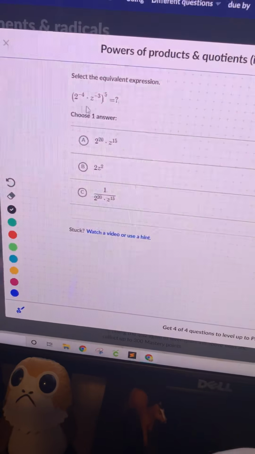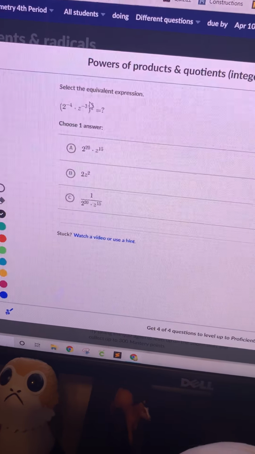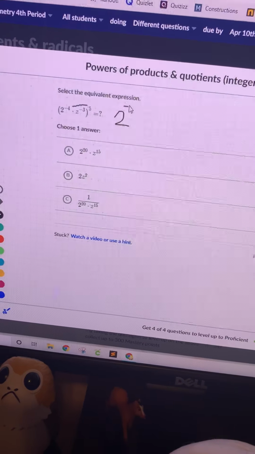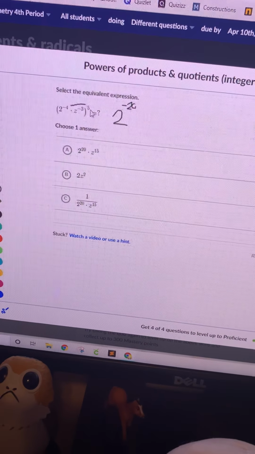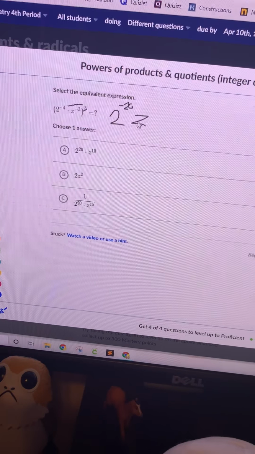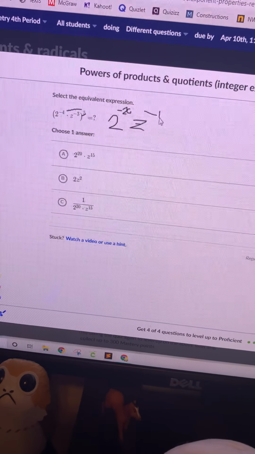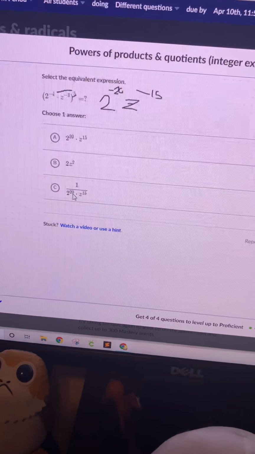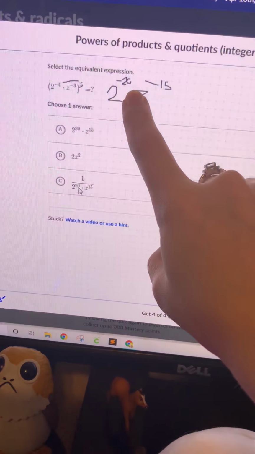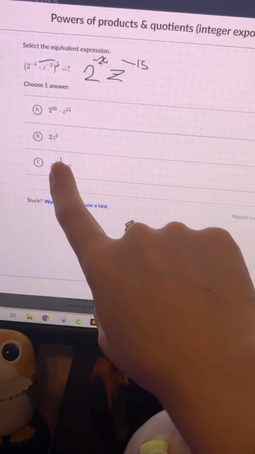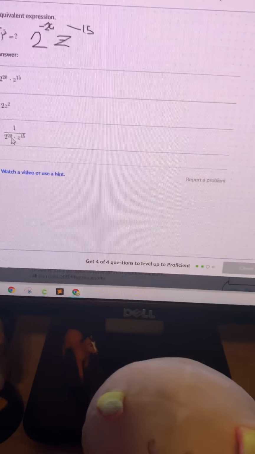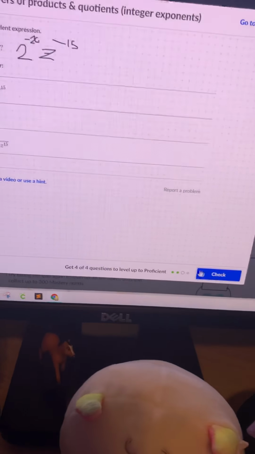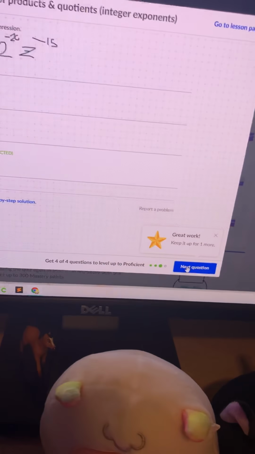Okay, got this. So we're distributing that. Negative 4 times 5 would be negative 20. 5 times negative 3 would be negative 15. I don't see that exact thing here, but I do notice these are both negative exponents. So they both should be on the bottom of the fraction like number C, the letter C. Since they're both negative, they should both be on the bottom of the fraction. Check. Good work.